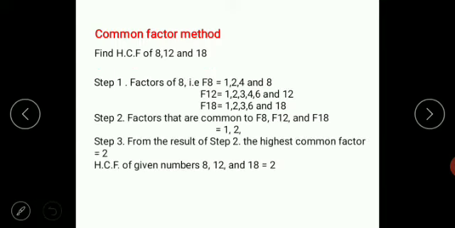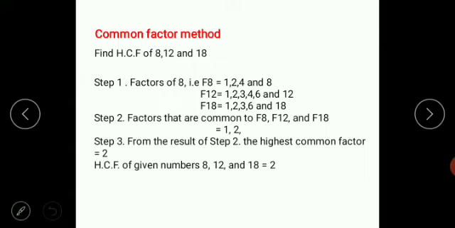Find HCF of 8, 12 and 18. Here I am taking exercise problems only. While solving the exercise, don't solve this problem again. Here in the example only, you solve this. Okay. So find HCF of 8, 12 and 18.